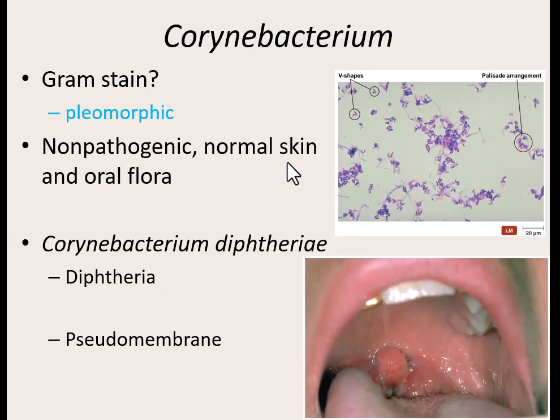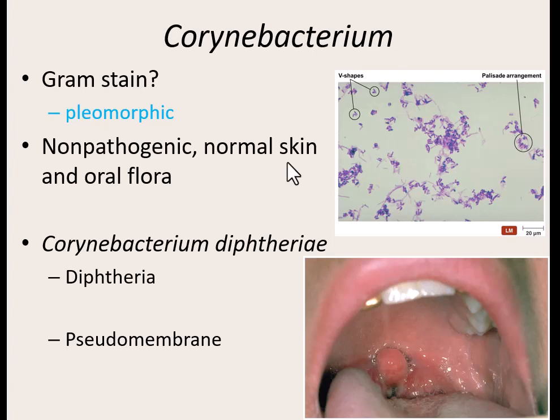The third of our non-endospore gram-positive bacilli are the Corynebacterium. They're also pleomorphic. Some of you actually identified your bacteria from your throat as Corynebacterium, that you had some of the pleomorphic gram-positive bacilli. You just didn't have this particular disease-causing one. There are lots of normal skin and oral flora. Most don't cause disease in this group. The one that does is Corynebacterium diphtheriae, which causes the disease diphtheria.